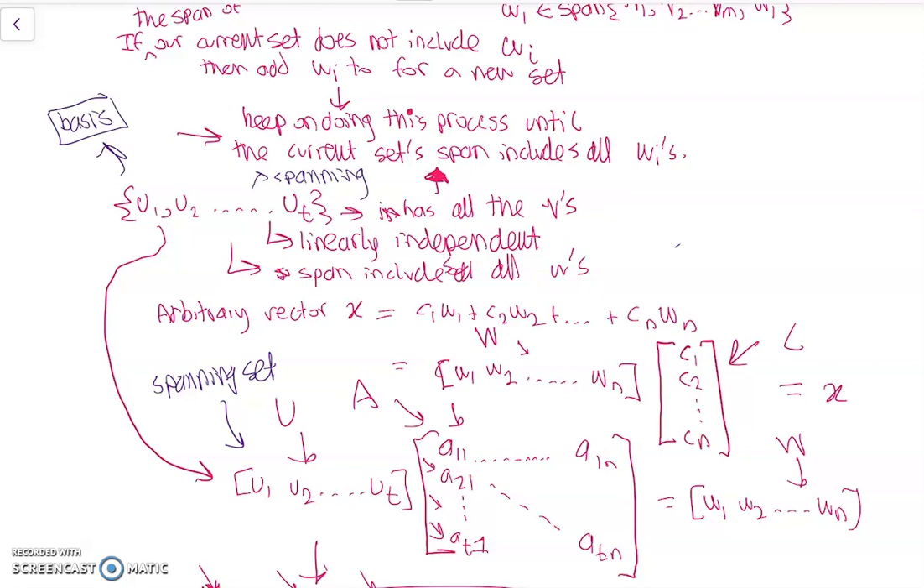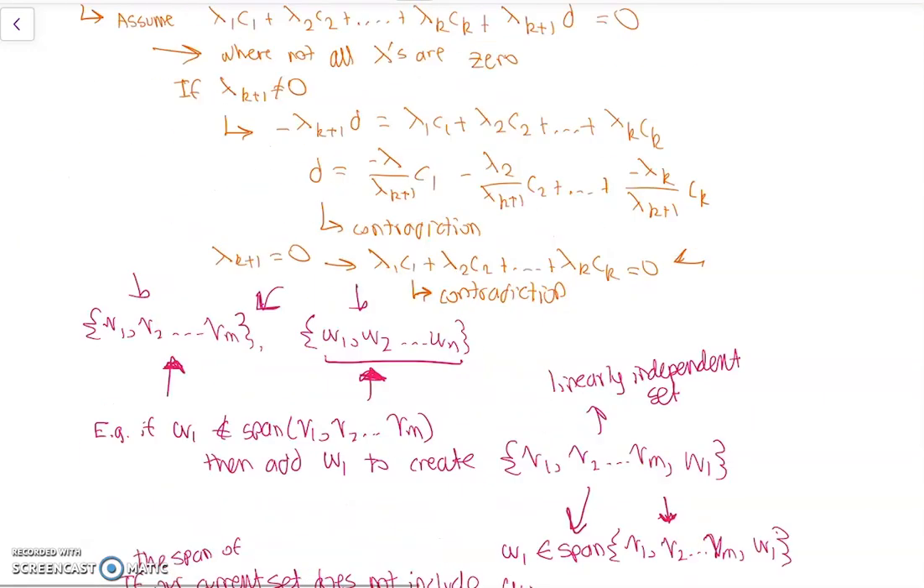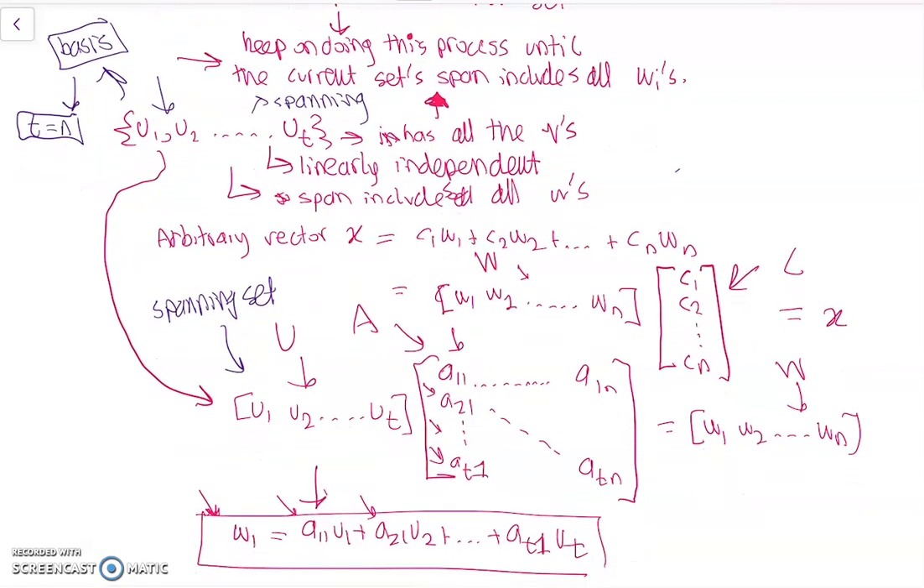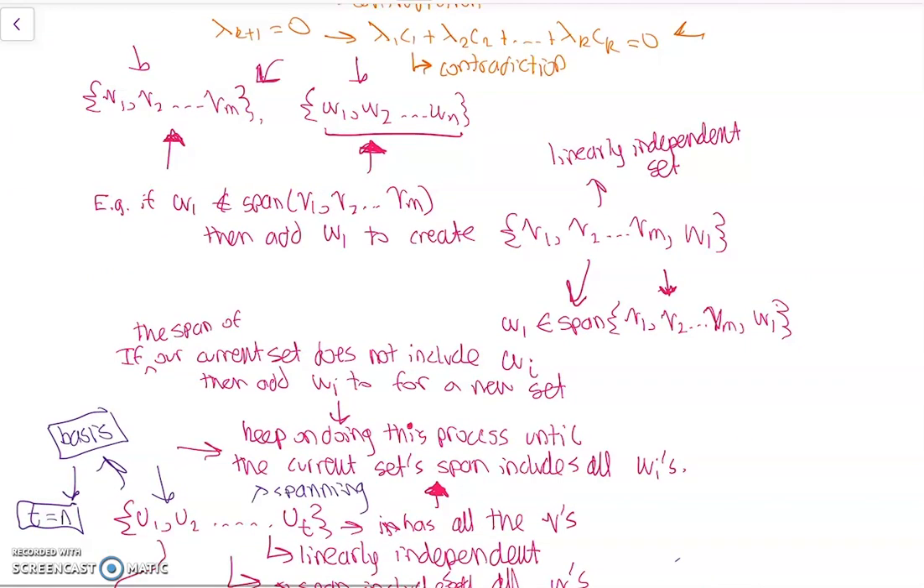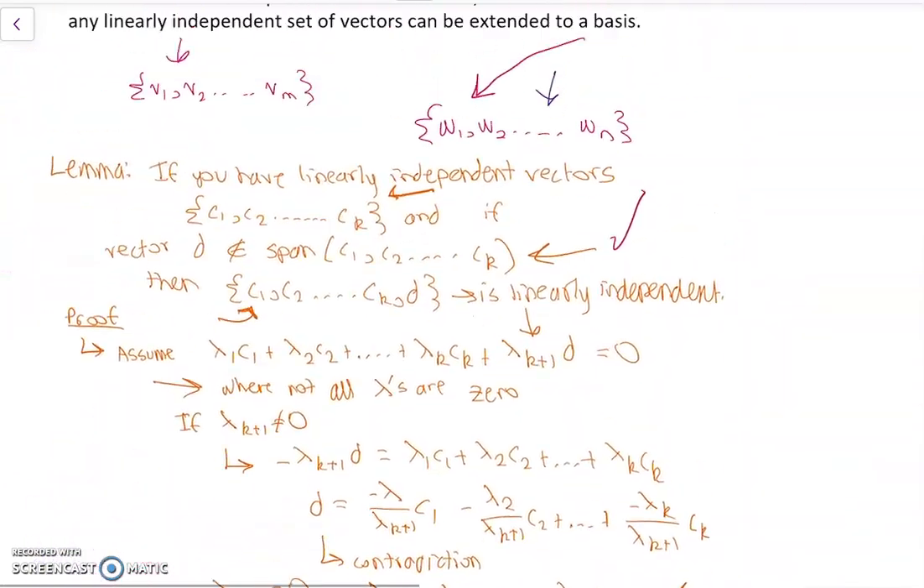In a previous video we also proved all bases have the same number of vectors, which means T and N have the same size. T is equal to N, because our basis, the W's, had N vectors, and this basis of the U's has T vectors, and since all bases have the same size, T is equal to N as well. So we've successfully proven you can add vectors to a linearly independent set of the V's to form the U's, which is a basis. This concludes our proof.